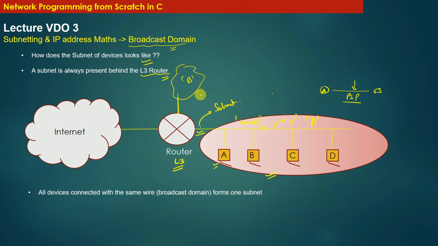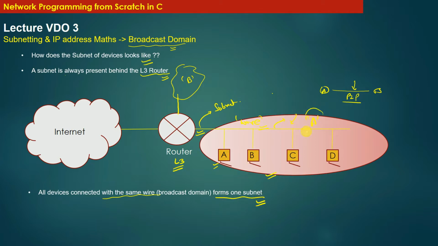So the point to note here is that each interface of an L3 router actually represents a subnet, and depending on the IP address configured on that interface and the mask value configured on that interface, we can calculate the subnet ID, right? And all devices connected with the same wire form one subnet.